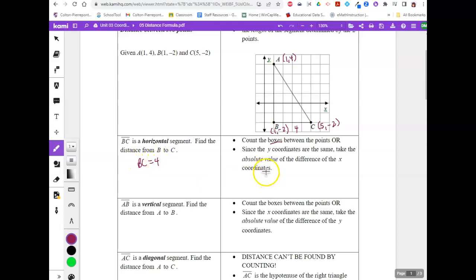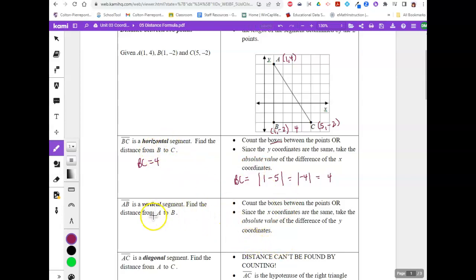All right, now if you want to think of this as the coordinates, the y coordinates are the same. So we would take the difference between the x coordinates. For BC, we go from the point 1 to the point 5. That is a change of 4. Technically 1 minus 5 is negative 4, but since distance can't be negative, it's just going to be 4. So BC is just going to be 4. So with a horizontal segment, you can just count.